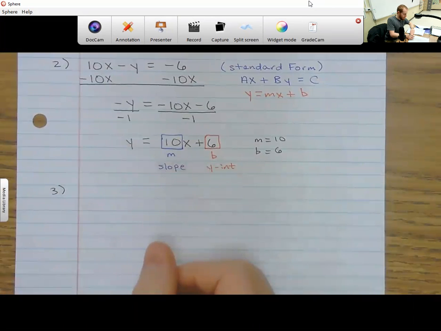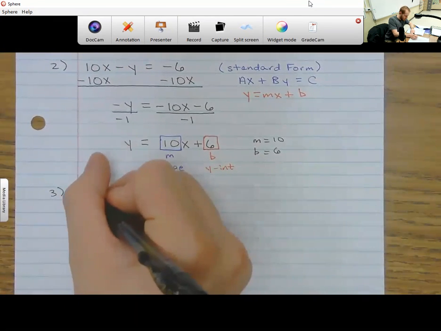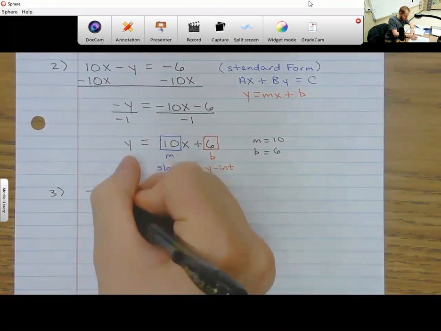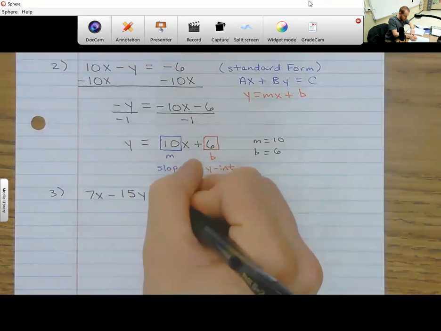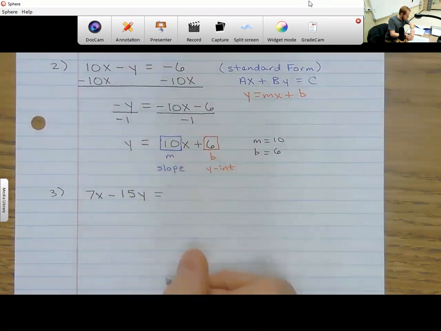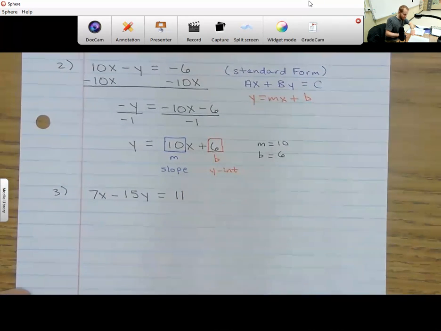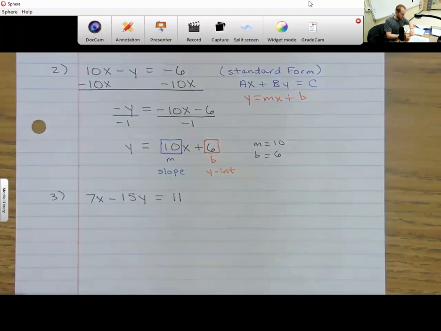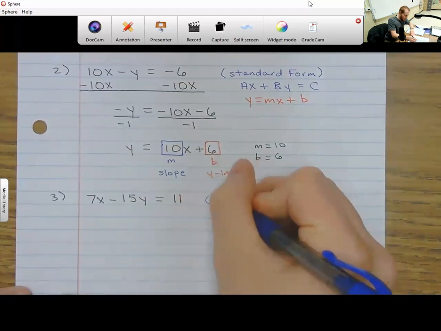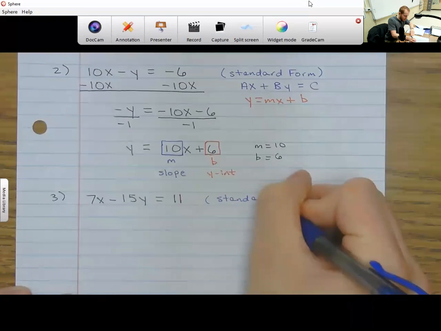So 3 says what? 7x minus 15y is equal to what? 11? Yeah. Okay. So this is starting off in standard form. I know it's in standard form because the x and the y are on the same side.